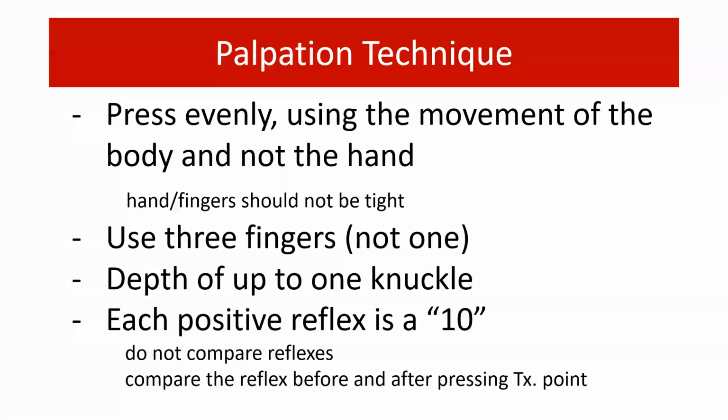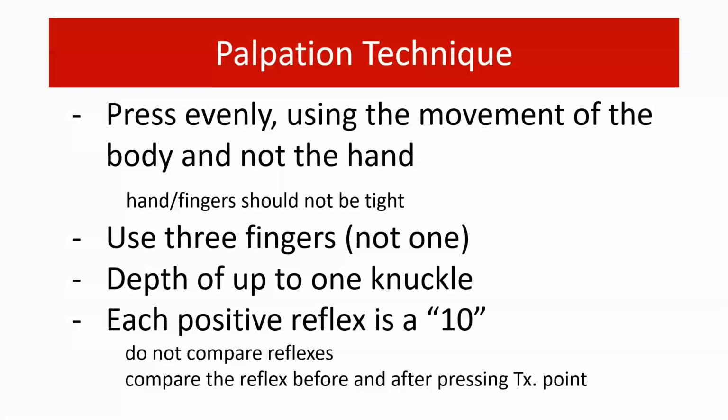Many patients want to compare and prioritize the pain on different reflexes. They're used to being asked to evaluate the pain on the scale of 1 to 10. This is not what we're looking for in the abdomen. Each positive reflex is a 10. I'm not asking the patient to compare the 10 at REN 12 and the 10 at REN 6. Each one is an independent entity.